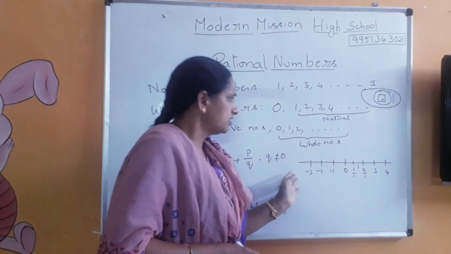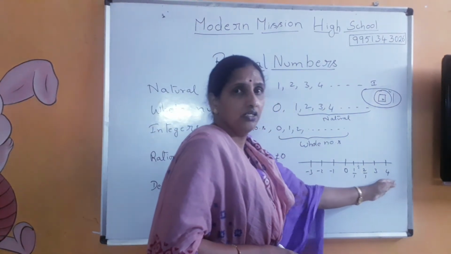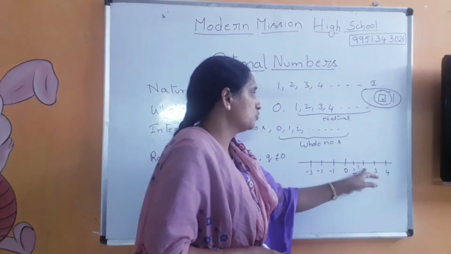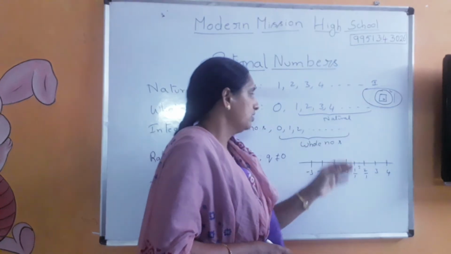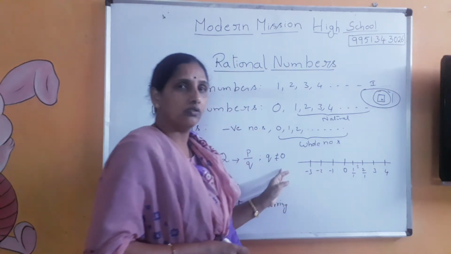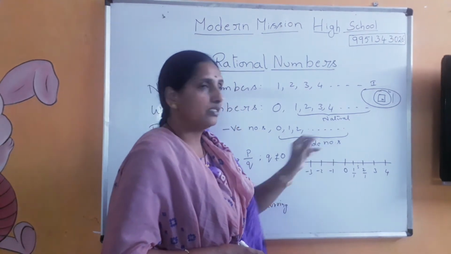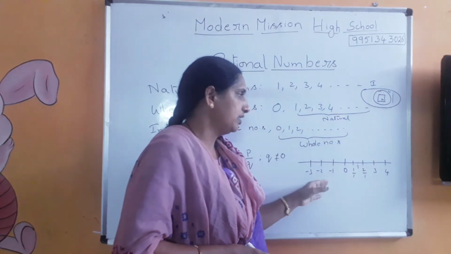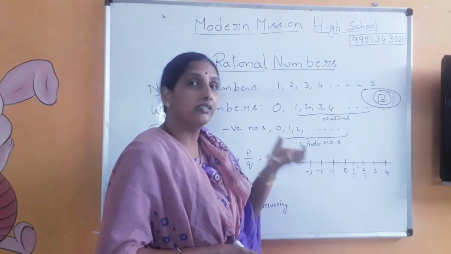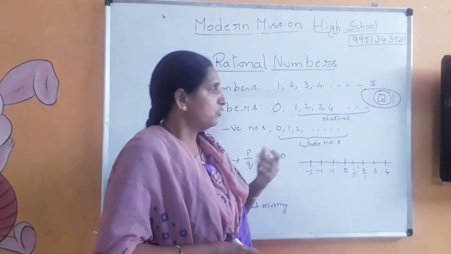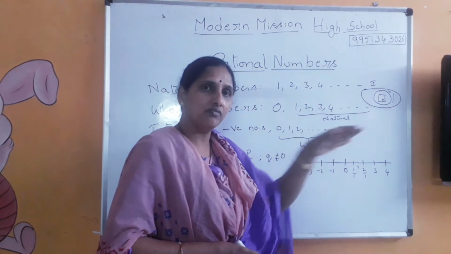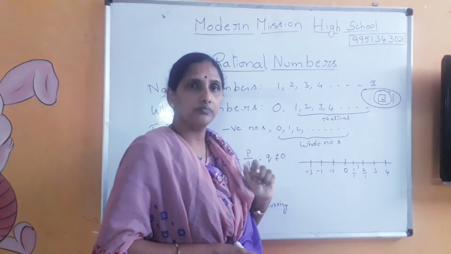See, these are integers. This is the number line on which you have 1, 2, 3, 4, and so on. And on the left hand side you have -1, -2, -3 and so on. 0 being the neutral integer, then positive integers and negative integers. So now the point here is, what about the values in between? So 0 and 1 you have. One is 0, the other is 1.